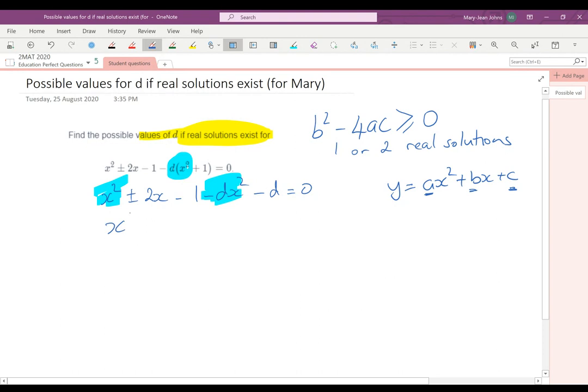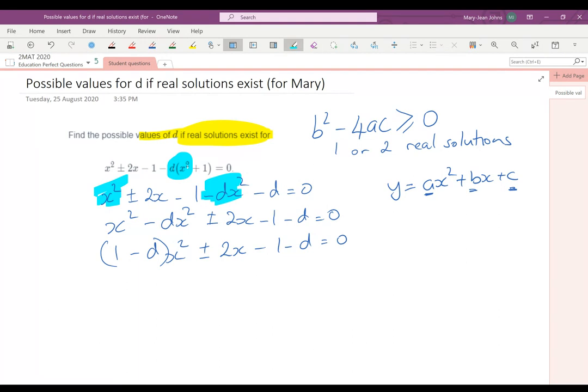So I've got x squared minus dx squared plus or minus 2x minus 1 minus d equals 0. Now I can take my lovely x squared out as a common factor. I'm going to put the bracket in front just to make it nice in this form that we recognise. X squared times 1 gives me 1x squared. X squared times minus d gives me minus dx squared. And we've got plus or minus 2x minus 1 minus d equals 0. So now I can start working it forward.